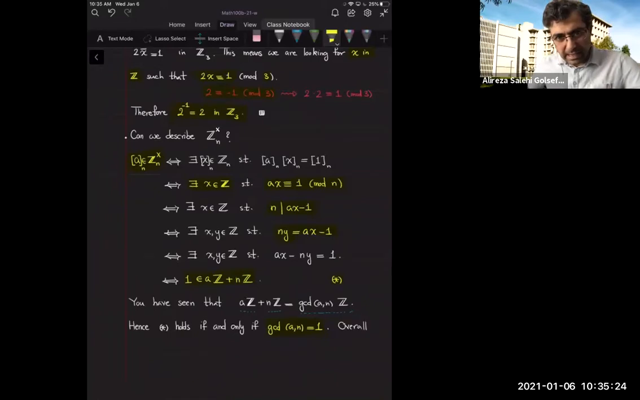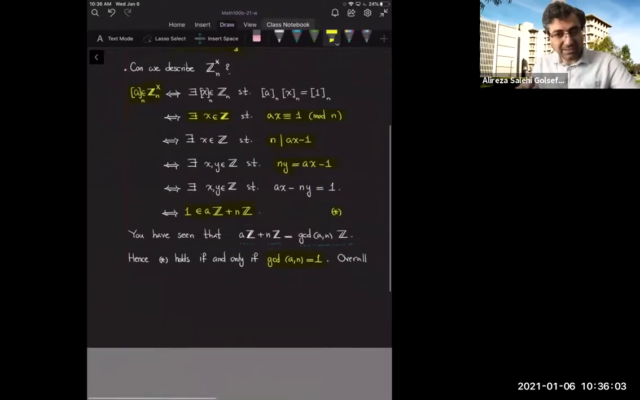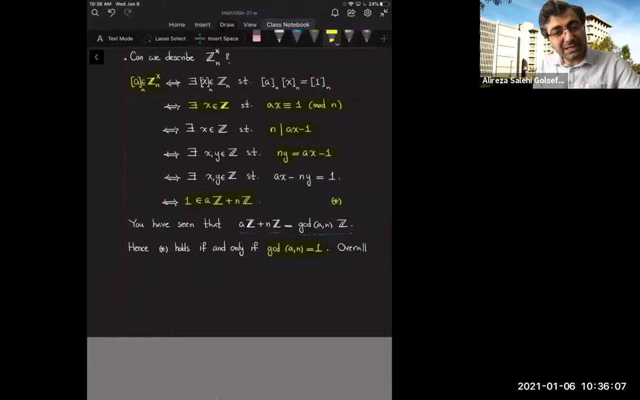So a residue class, bracket a, is a unit if and only if it has a multiplicative inverse. So this means if and only if I can find some integer x such that a times x is congruent to 1 mod n. What does that mean? This means n should divide ax minus 1. This means ax minus 1 should be a multiple of n. So this means I need to be able to find x and y, integers, such that ax minus ny is 1. Alternatively, I can say that this happens precisely when 1 belongs to a multiple of a plus a multiple of n.